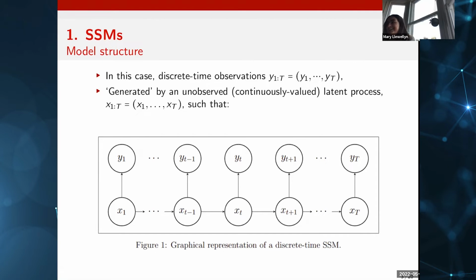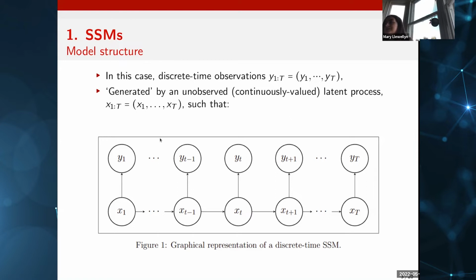Okay, so first things first. Let's define the class of model we consider. So we're considering discrete time state-space models. And for those of you who are unfamiliar, the discrete time state-space model describes discrete time series observations, so these Y's here, as generated by an unobserved discrete time latent process. So the X's here. And that's the notation I'll use as well.